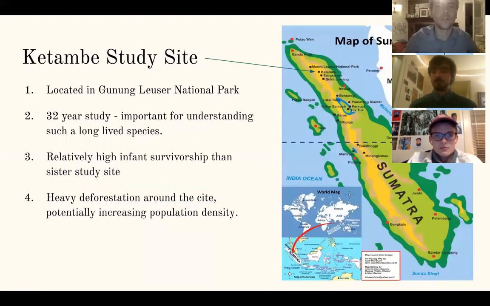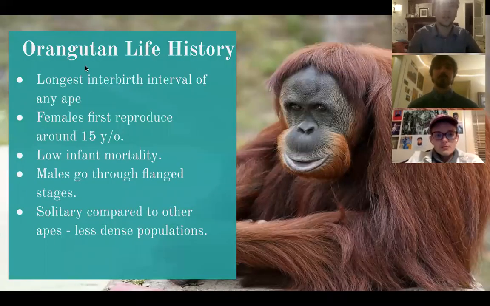So a quick overview of the study site of Catambe. It's here at the northern tip of the Sumatran island. The study is a 32-year-long study where they followed certain orangutans in order to create a life history table. And this site has relatively high infant survivorship compared to the sister study site that's around this area, and that's potentially because of less deforestation and the protected status of the park. And so yeah, heavy deforestation surrounding it may increase the population density within, because they're all flocking to this one area that's protected.